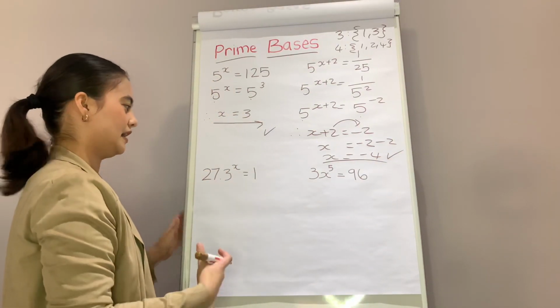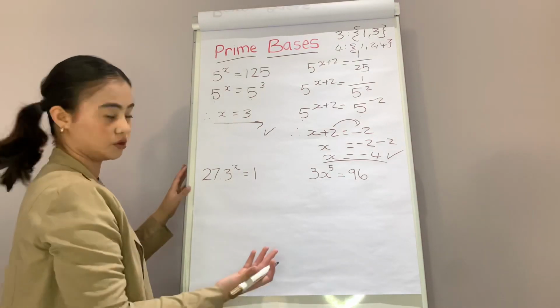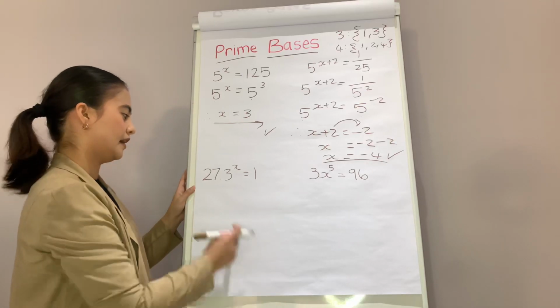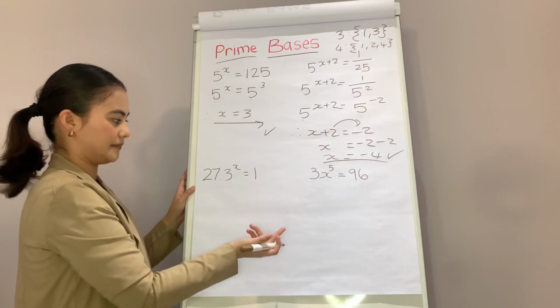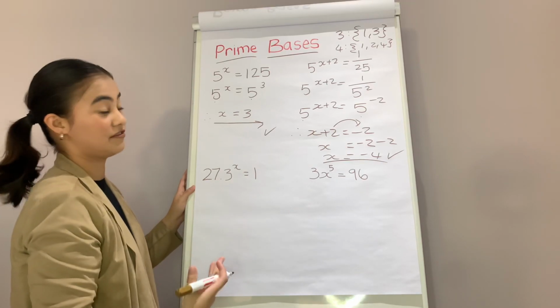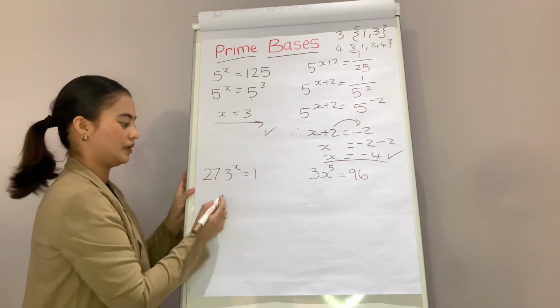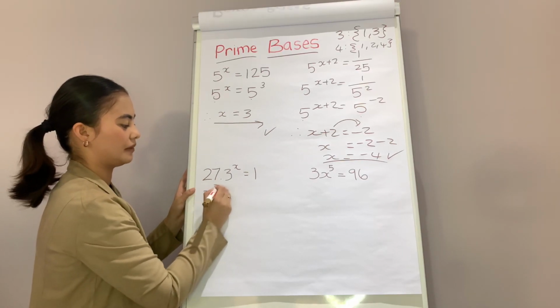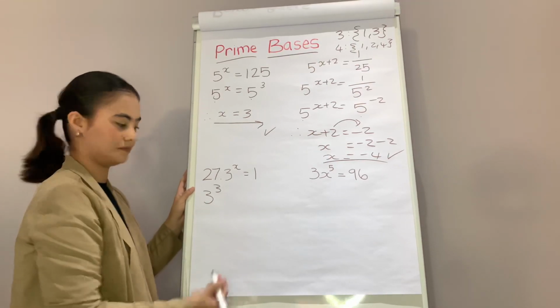Alright, this is now more an introduction into the grade 10 level sums. But you can also get it in grade 9 examinations. We've got 27 multiplied by 3 to the x is equal to 1. Now let's see, we need to have prime bases, remember? So 27 we can re-express as 3 to the power of 3. 3 times 3 is 9, times another 3 is 27.